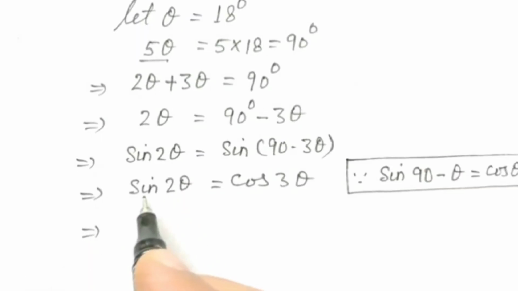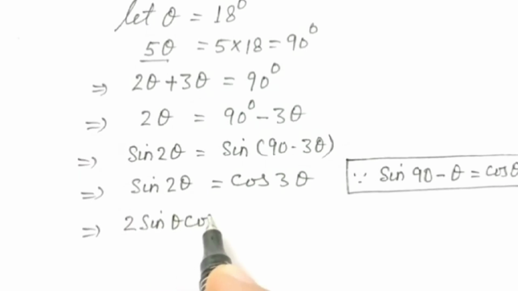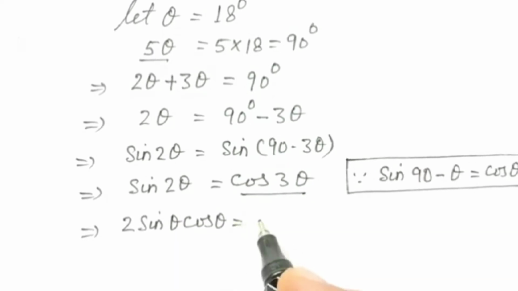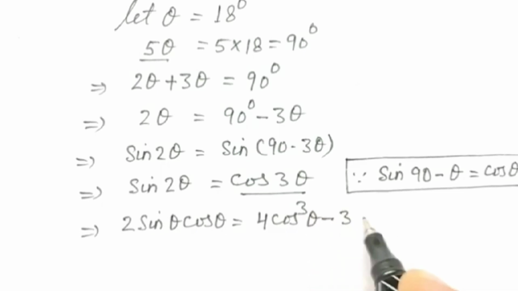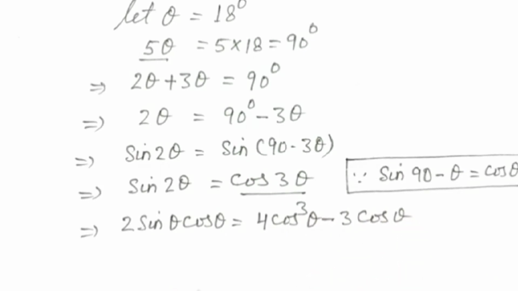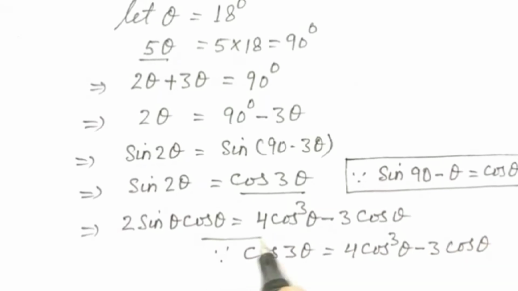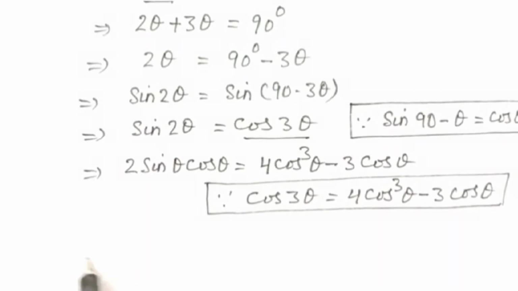Now, sine 2 theta is equal to 2 sine theta cos theta, right? Is equal to cos 3 theta, which is equal to 4 cos cube theta minus 3 cos theta, right? Because cos 3 theta is equal to 4 cos cube theta minus 3 cos theta. Fine.